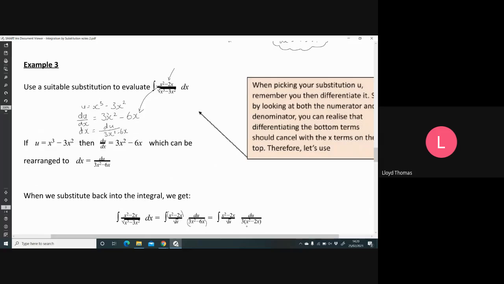Now, as Mr. Stratford has done here, he has factorized the bottom, and we end up having this on the top and that on the bottom. And those two things will cancel out. Therefore, there's no x's left.